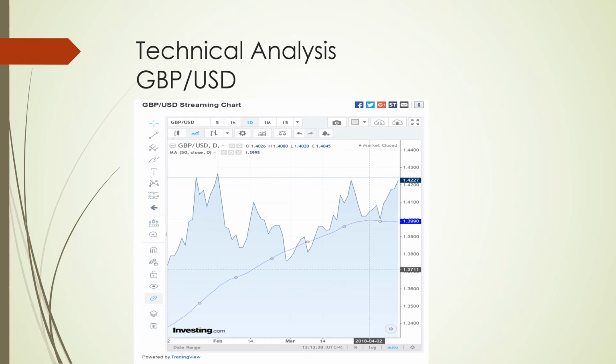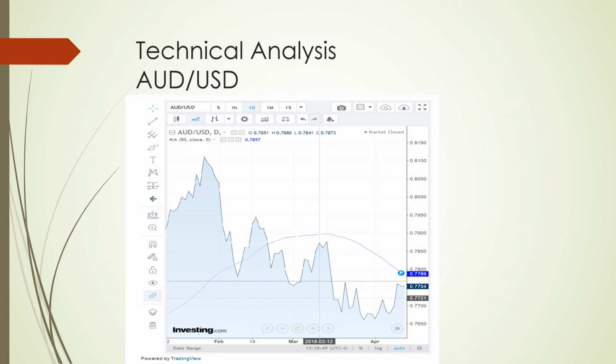Here it shows the exchange rate movement for GBP and USD, and the blue line is the 50 days moving average line, which shows an upward trend from January to April, and then a downtrend at the start of April, which suggests the GBP would depreciate against the USD in the near future. And then the exchange rate movement for AUD and USD, the 50 days moving average line shows a downward trend in April, which suggests the AUD would depreciate against the USD in the near future.